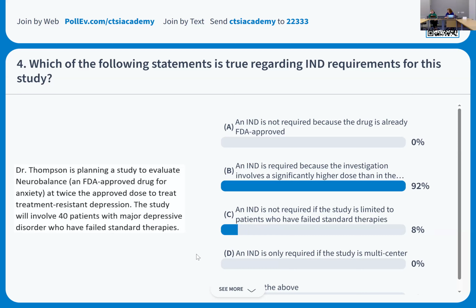And it's fair, you can change your answer. Yeah, it is allowed. Absolutely. The software allows it.